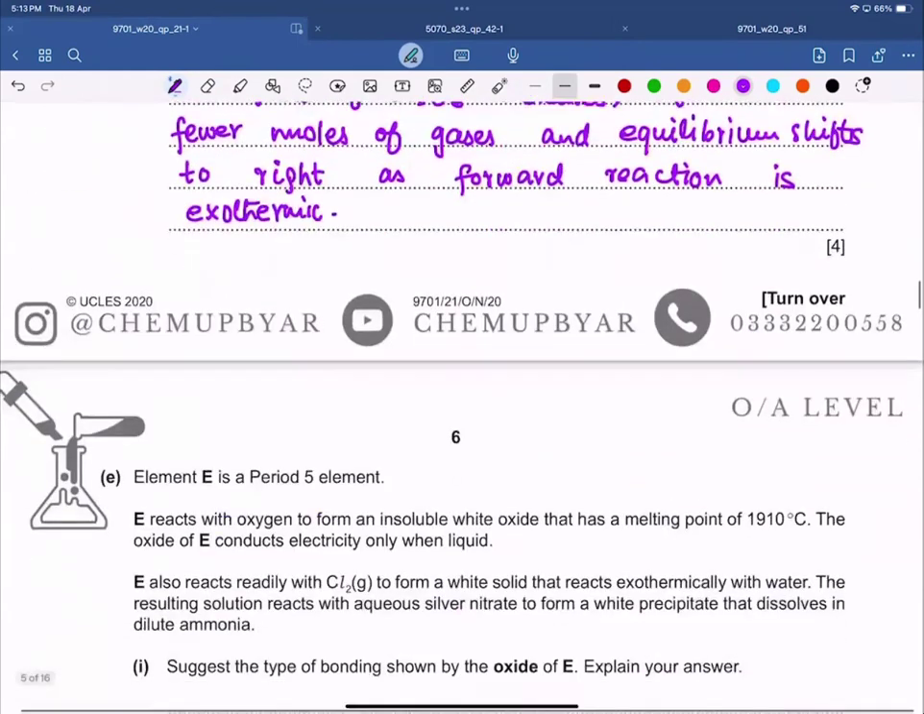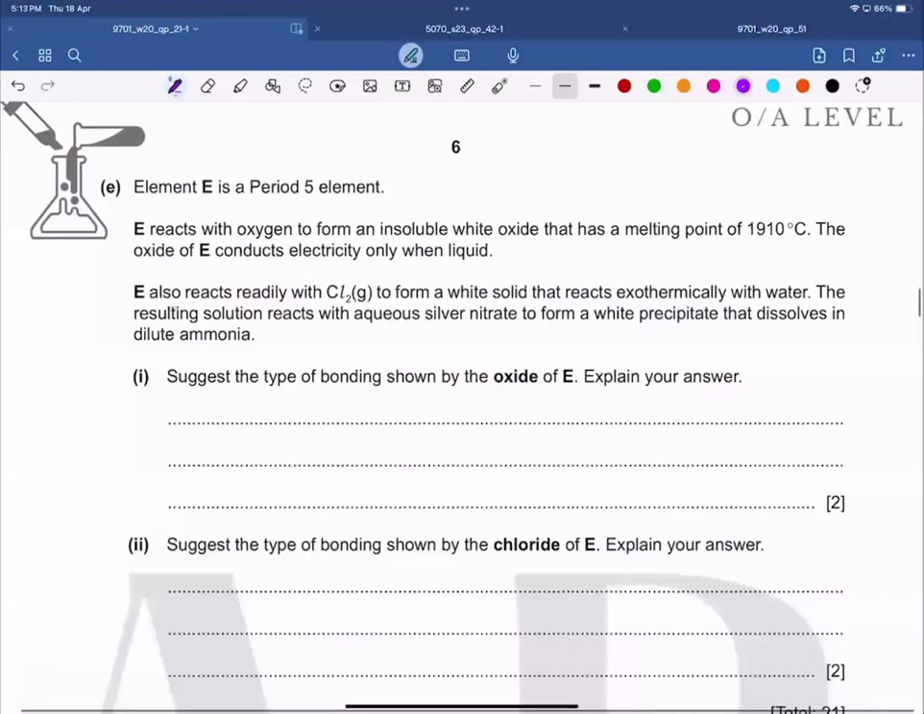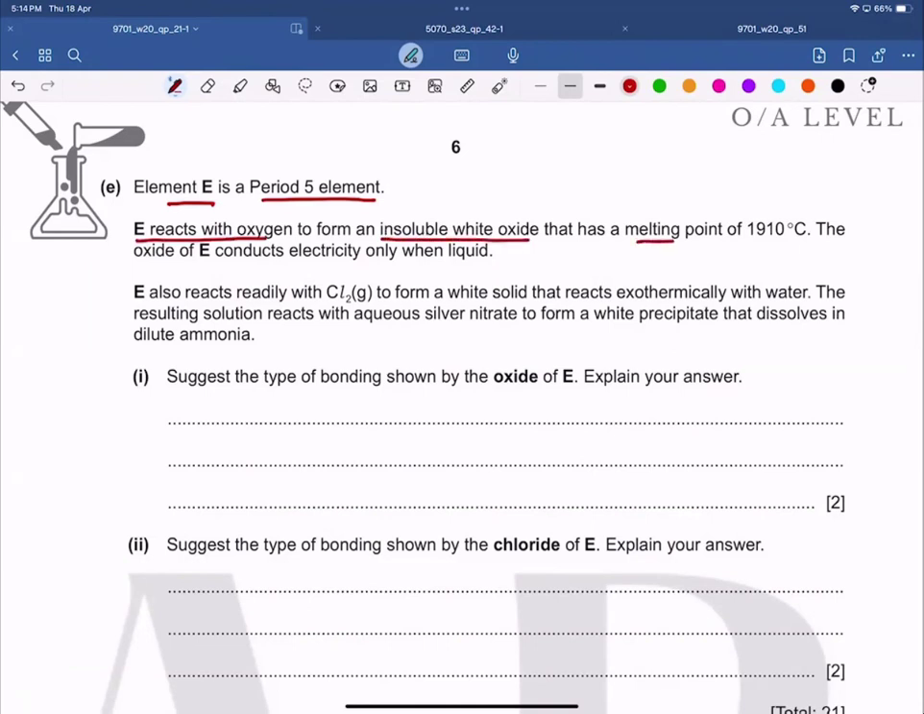Okay. Now we have the next part. Element E is a period 5 element. E reacts with oxygen to form an insoluble white oxide, and it has a melting point of 1910 degrees Celsius. So which oxide is it? Is it ionic or covalent? What is the possibility?